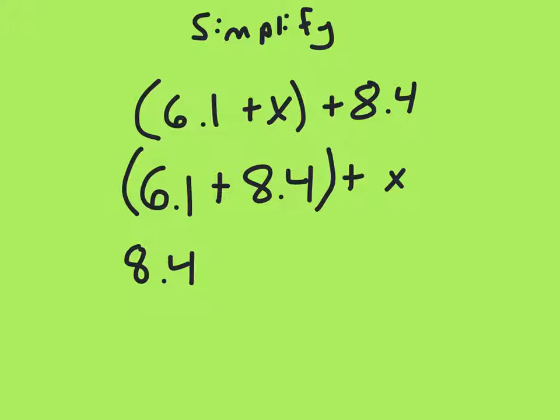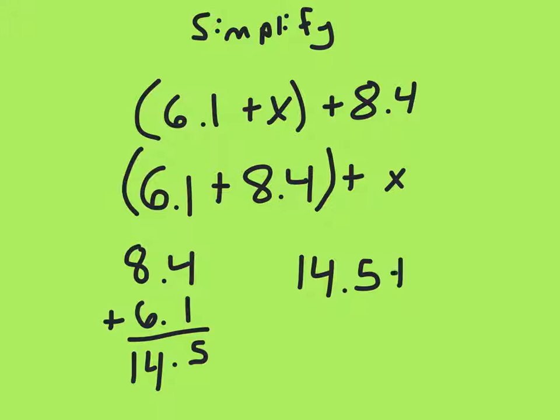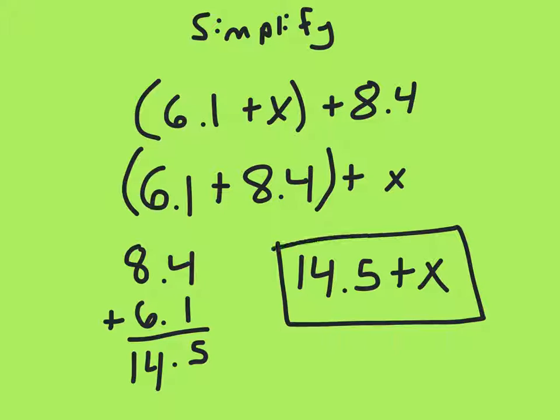Remember when you're adding decimals, you need to make sure that your decimal is always lined up, and then add like normal. 4 plus 1 is 5. Bring down your decimal, straight down. 8 plus 6 is 14. So my answer is 14.5. And don't forget you need to add that x on there. Because it's an x and you don't know what number it is, you can't add it. And so this is the simplified expression.